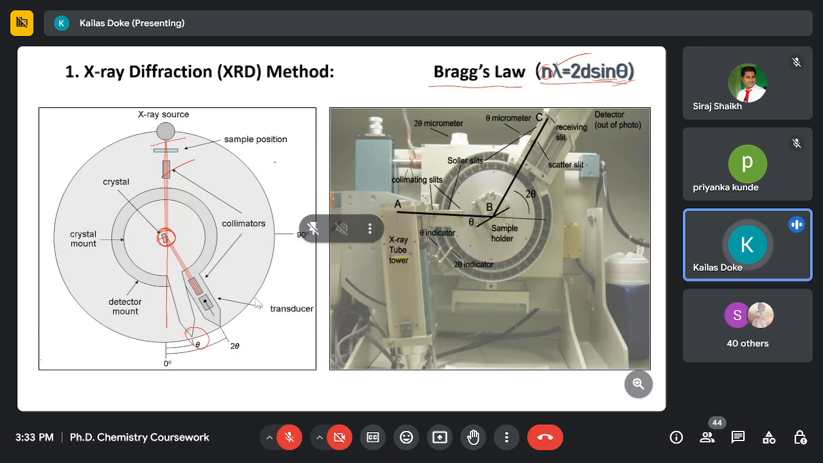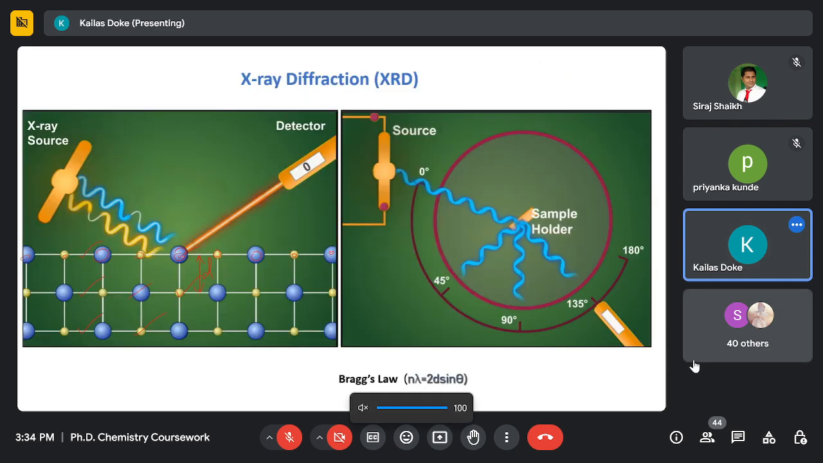When X-ray comes and falls on the constituent atoms or electrons as parallel beams, it is diffracted from the surface of that crystal material, or the planes of the surfaces. If it gives constructive interference, then it obeys Bragg's law. Otherwise, it does not obey Bragg's law. Destructive interference does not obey Bragg's law. So to get constructive interference, this order of diffraction is very important.